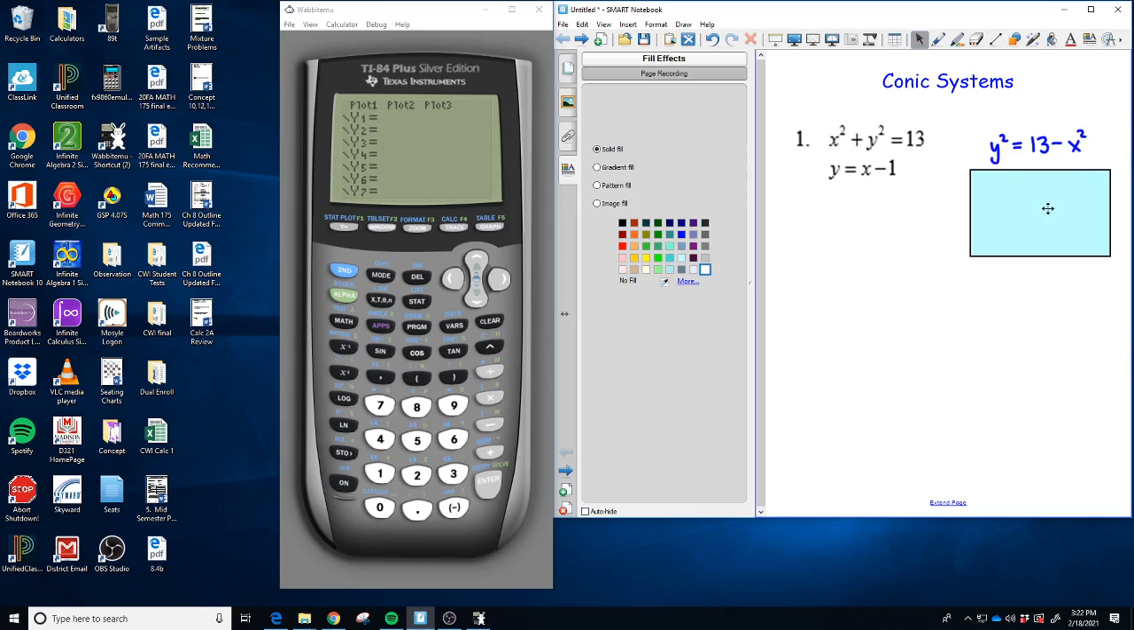And then we need to take the square root of both sides. So when we do that, we need to make sure we remember to put a plus or minus sign in front of the square root. So in actuality, we have three equations that we're going to be plugging into our calculator. We've got the line and we've got the two halves of the circle. So let's go ahead and plug those in.